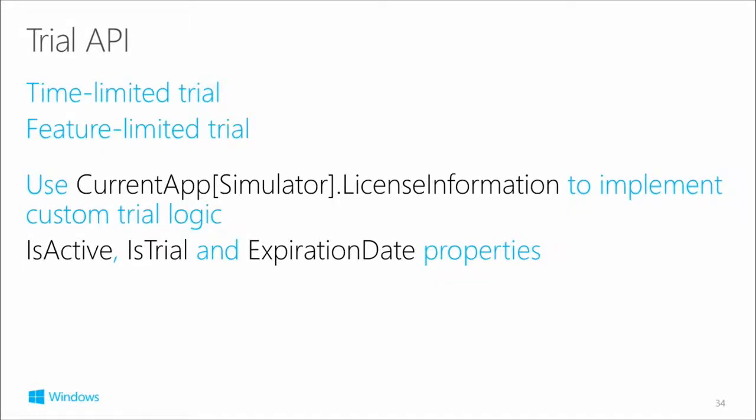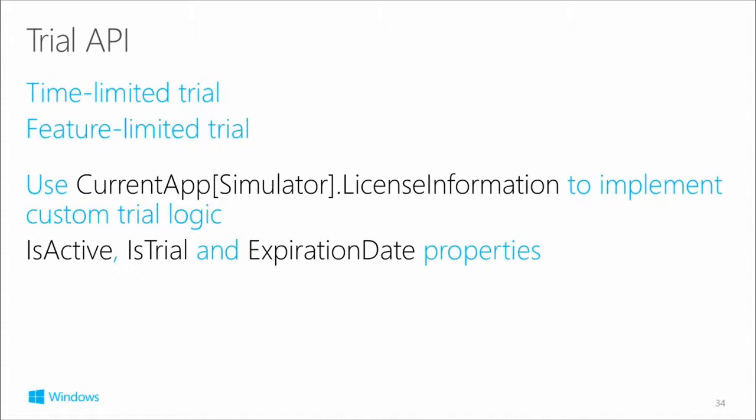So the trial API is where you can ship your app. It's a paid app, but they can install it for free for a period. It's up to you. You decide how long the trial is for. You can have a time-limited trial, or maybe a feature-limited trial. So you allow them to use the app, but when they try to use a feature, it says, I'm sorry, this is not available in the trial edition. You need to purchase this in order to unlock this additional capability.